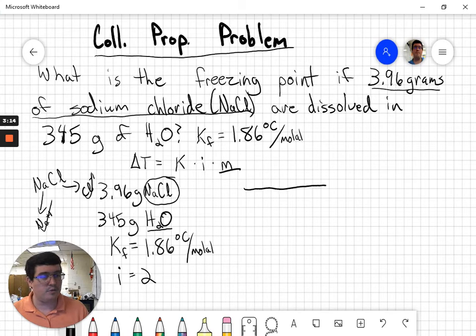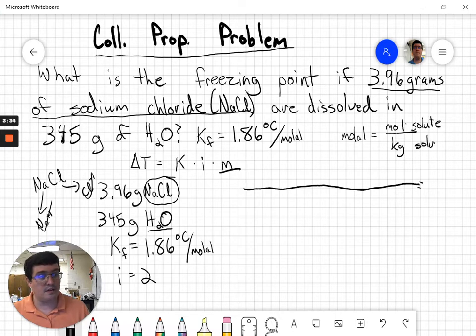To do that, I'm going to do some factor label, and I have to remember that a molal, because we've been doing that all this week, is moles per kilogram. Furthermore, I know it's moles of solute per kilograms of solvent. So whenever I do this problem, I'm going to see that we need moles of sodium chloride per kilograms of H2O.